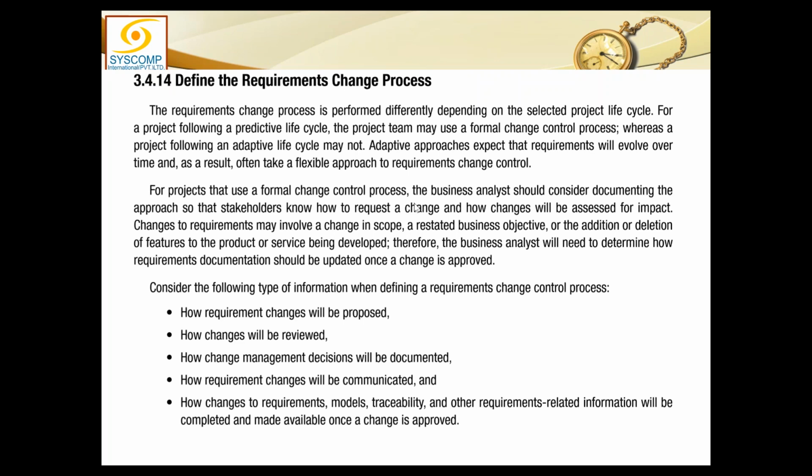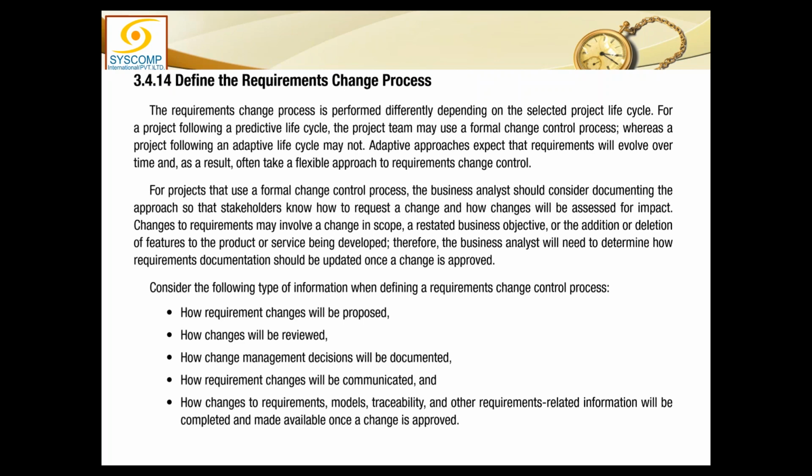The next point is to define the requirements change process. This is a change control process: how the requirements can change, who can allow the requirements to change, and under what conditions the requirements can change. The requirement change process is performed differently depending on the selected project life cycle. Whatever kind of project life cycle you have used, the requirement change will depend on that. For an agile project, a lot of change is possible and it is highly flexible. For a waterfall model, a predictive life cycle, it will be very difficult to change the requirements. But yes, we do have a process there as well by which you can change the requirement.